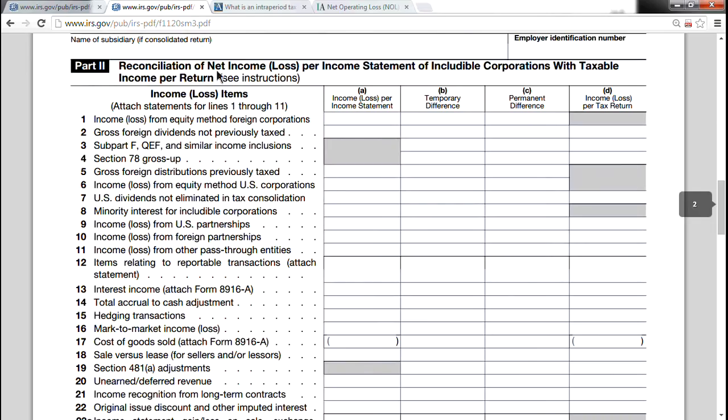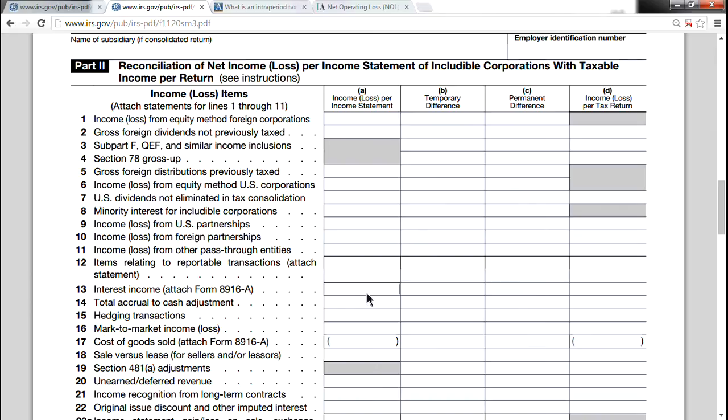So we have here the reconciliation of net income loss per income statement of includable corporations with taxable income per tax return. We can see here are the temporary differences that they're referring to, and here are the permanent differences. So when we're trying to arrive at our income or loss per the tax return on line D, it has to come up with the right amount. Let me give you an example.